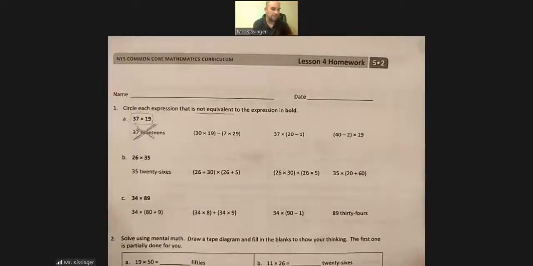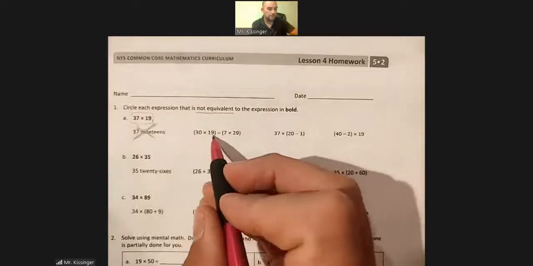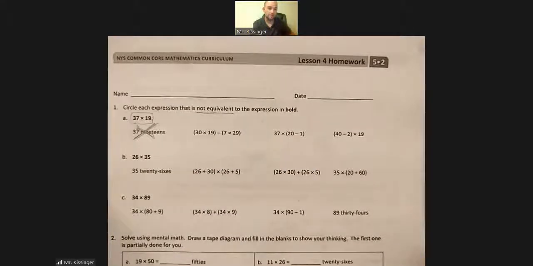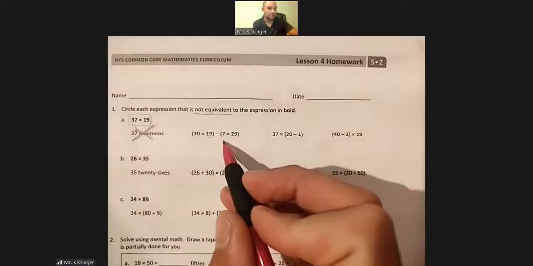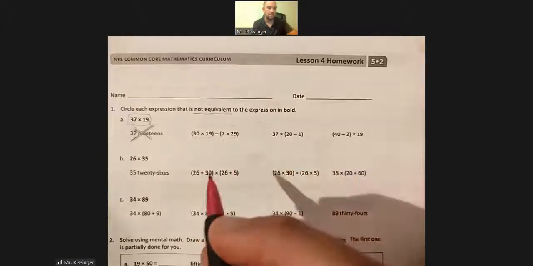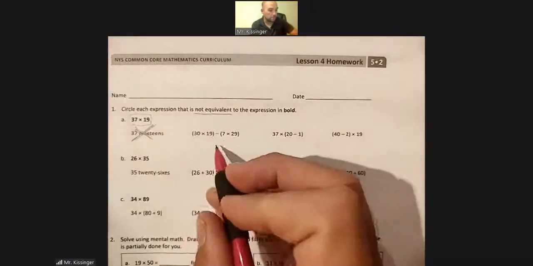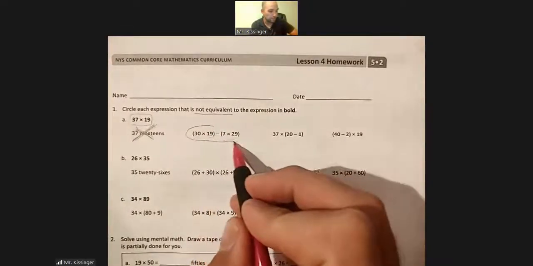Our next one says 30 times 19 minus 7 times 29. Well, we know that 30 times 19 is less than 37 times 19. 30 19s is less than 37 19s. And then we're subtracting another 7 times 29. So we're not going to have a greater number than 30 19s. So this will be not equivalent.